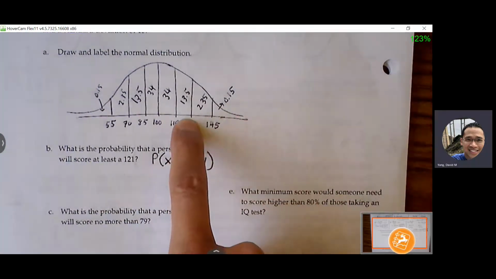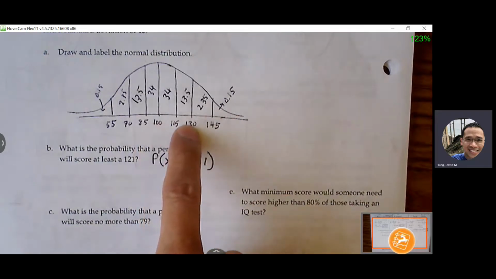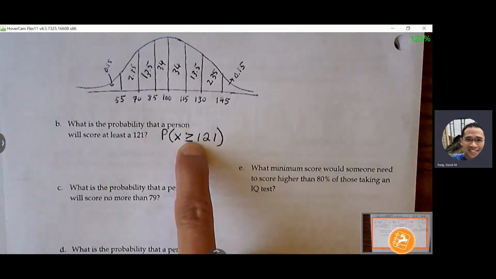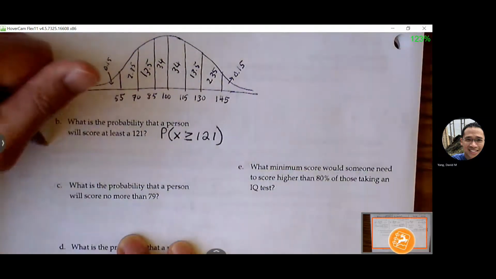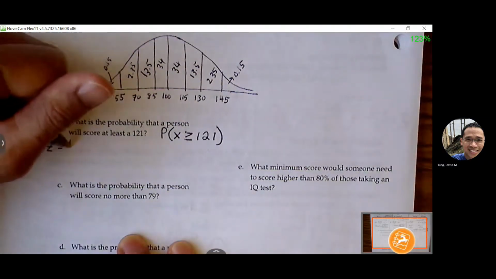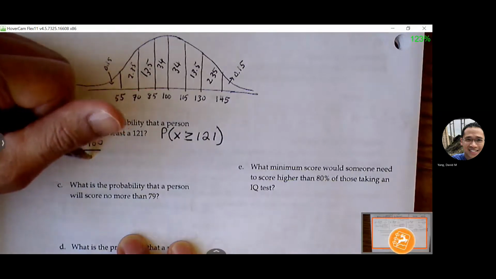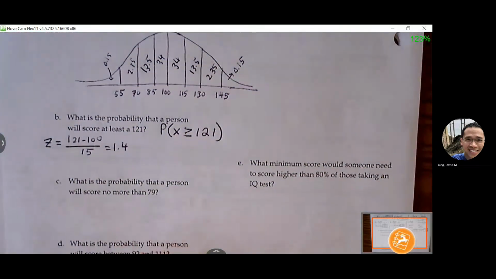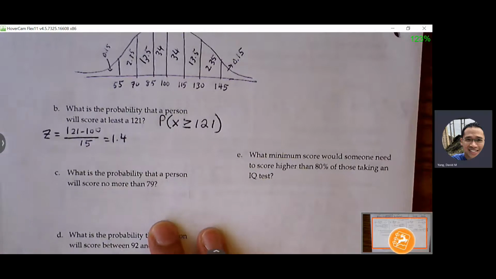If you don't see it lining up with your standard deviation values, then you got to go through z-score. And it's z greater than, so after we find our z-score, after we find our decimal, we still got to subtract from 1. Okay, find 1.4 in your tables.